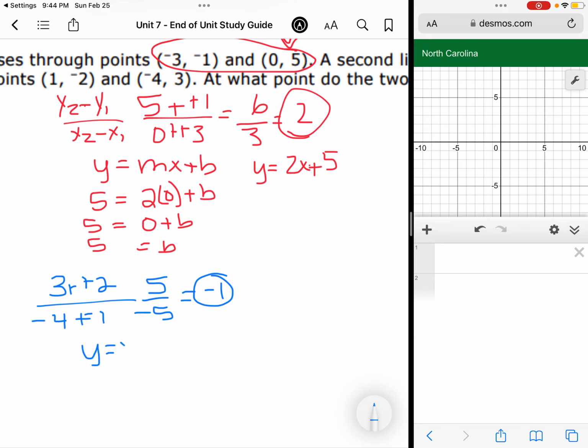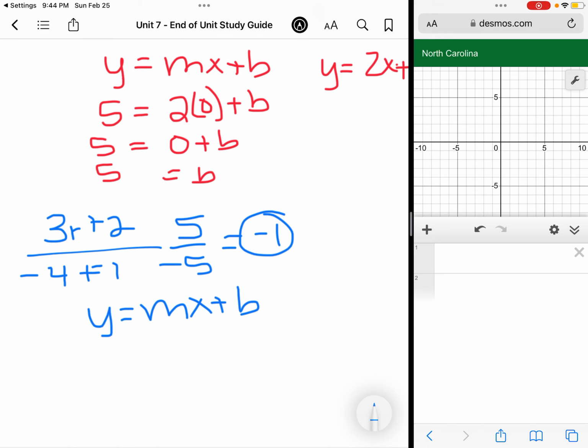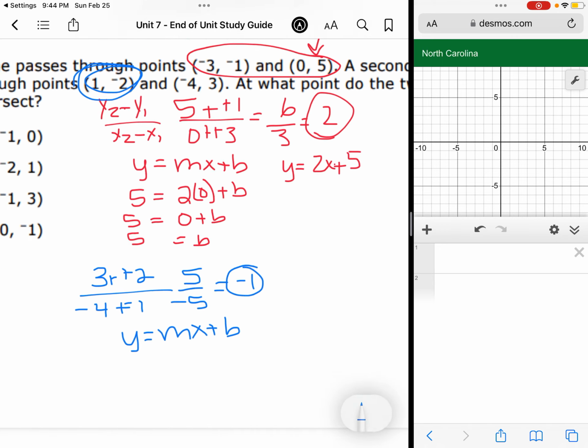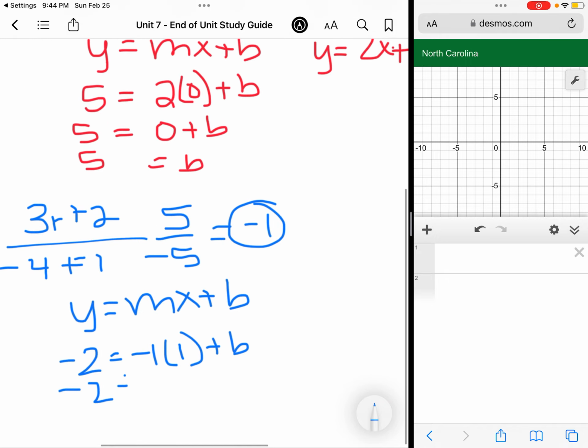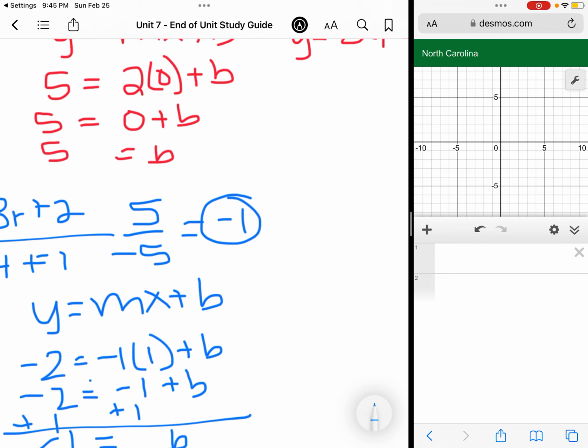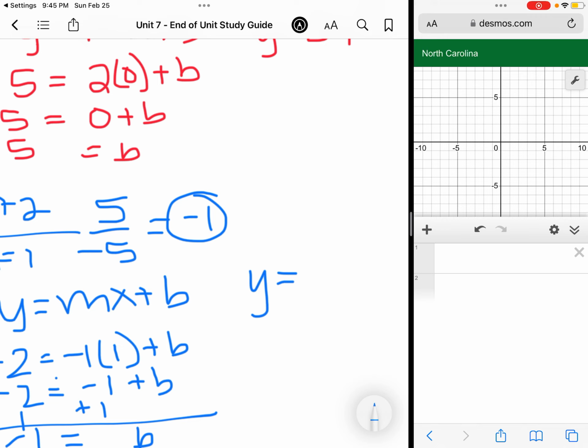So y equals mx plus b. So I know that my slope's negative 1. I'm going to choose one of the 2 points. I'm going to choose this one this time because they both have negative numbers, but this one has smaller negative numbers. So negative 2 equals negative 1 times 1 plus b. So I've got negative 2 equals negative 1 plus b. I'm going to add 1 to each side. So I end up with negative 1 equals b. So my equation ends up being y equals negative x minus 1.